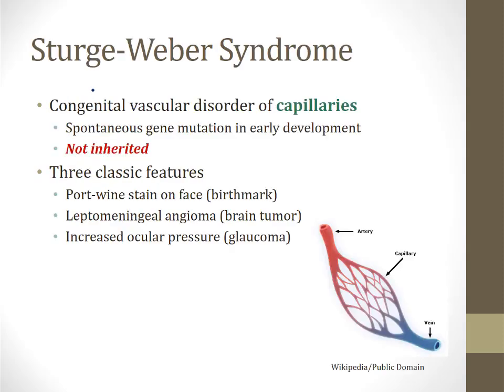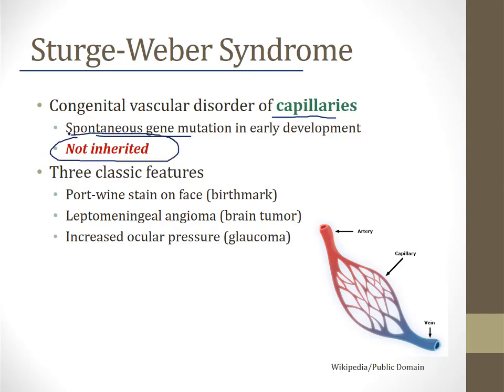Okay, now let's move on to our third disorder, which is Sturge-Weber syndrome. This is a congenital vascular disorder of capillaries. It's caused by a spontaneous gene mutation in early development. So the key point here is that this is not inherited like the other disorders we've been talking about thus far. There are three classic hallmark features of this disorder that you should know for your Step 1 exam.